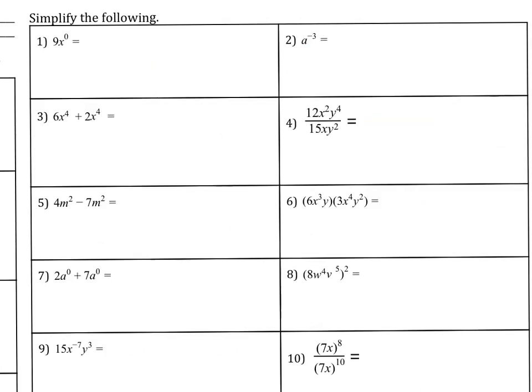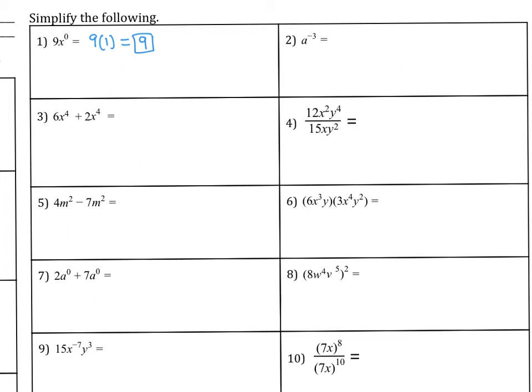Now we are going to do these problems and simplify them. These problems, if you do them, are going to really help you do well in the test. So question number 1 is 9x to the power 0. As we know, we keep the coefficient, and x to the power 0 is 1 because this is a 0 exponent, and the answer is 9.